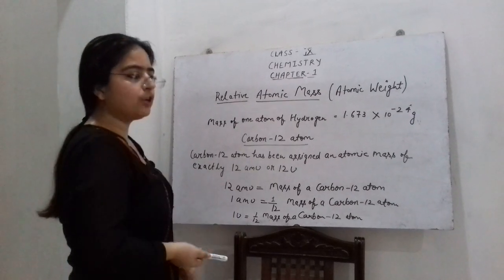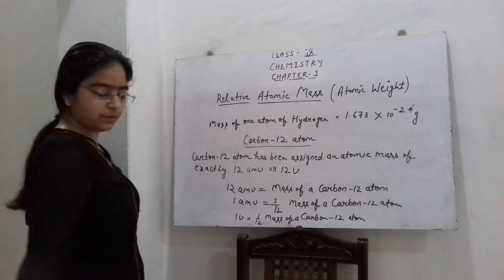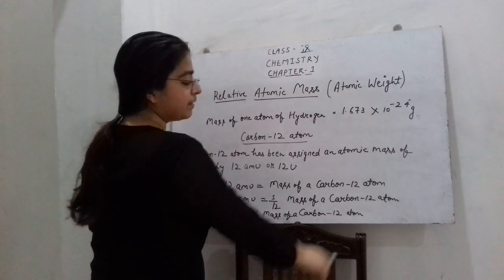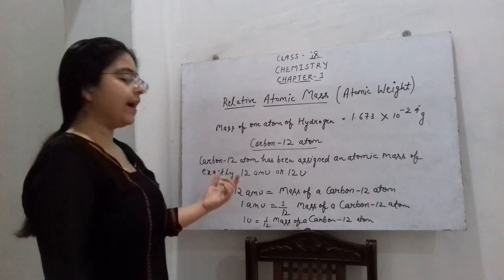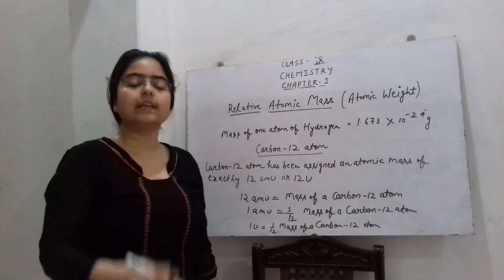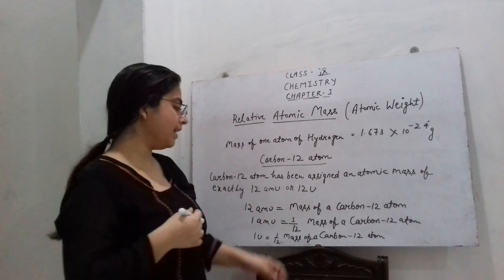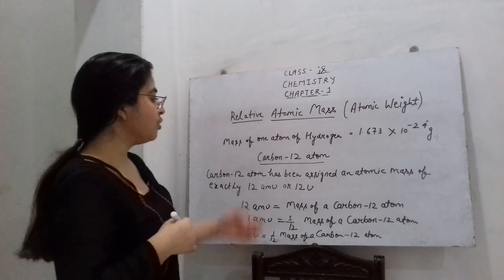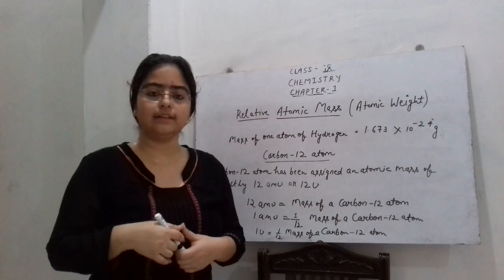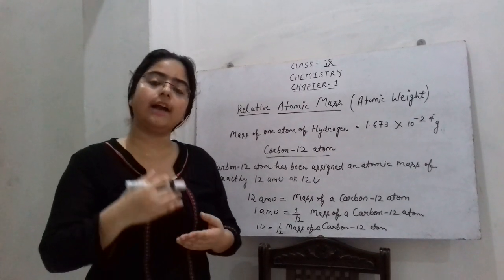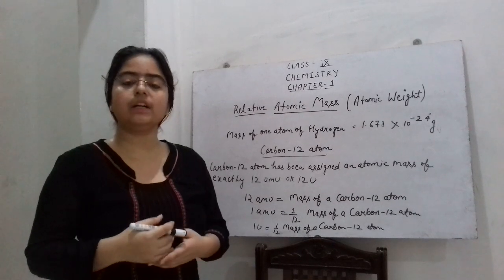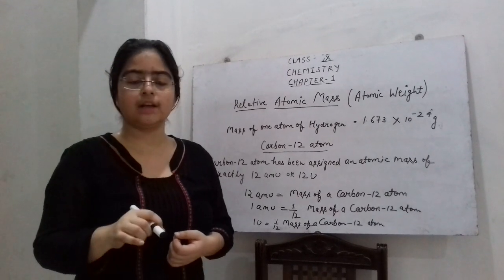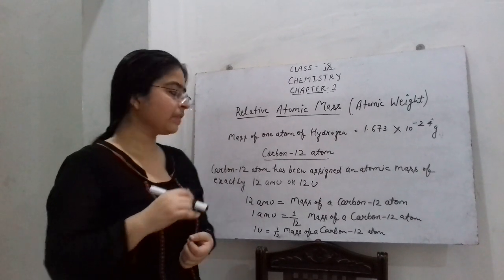And nowadays since atomic mass unit is denoted by the letter U, so we can write down 1 unit is equal to 1/12 mass of a carbon 12 atom. So finally we can define atomic mass unit as exactly 1/12 of the mass of a carbon 12 atom. So from the above discussion it is clear that if we want to find the atomic mass of any element, then we will take the mass of a carbon 12 atom, which is equal to 12 unit, as the standard value.